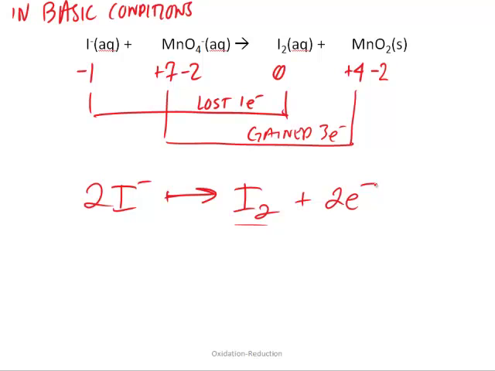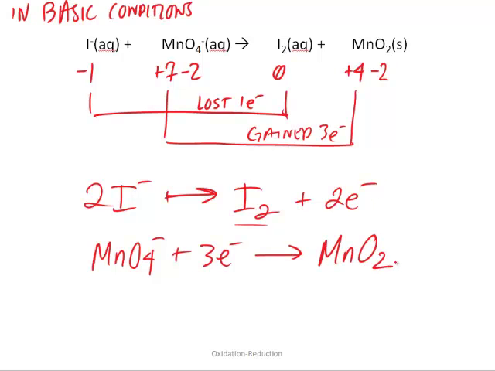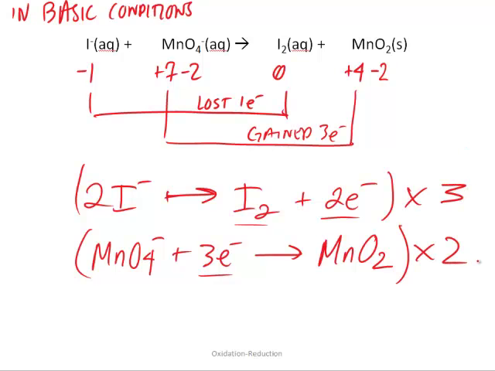Okay. Our MnO4 is going to gain 3 electrons to yield manganese 4 oxide, or MnO2. Okay, so now we can see that we have 3 electrons being gained, only 2 electrons being lost. So we're going to need to multiply both of these half reactions by some value. Using the common denominator, we're going to multiply this by 3 and this by 2.